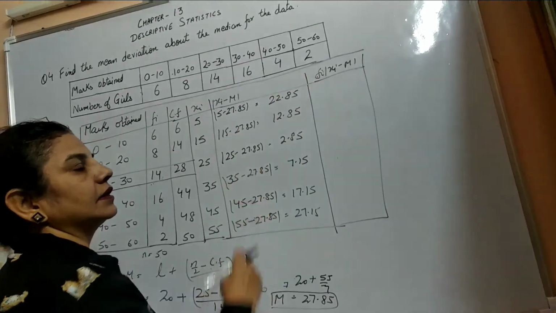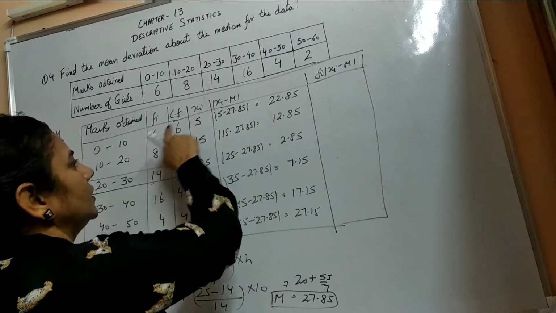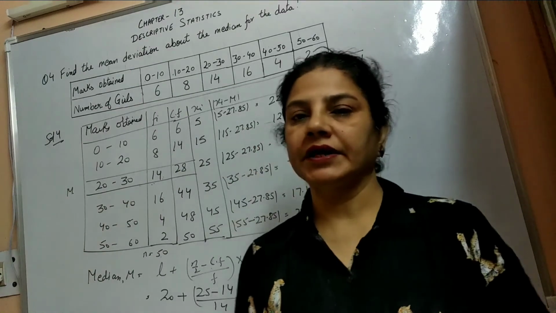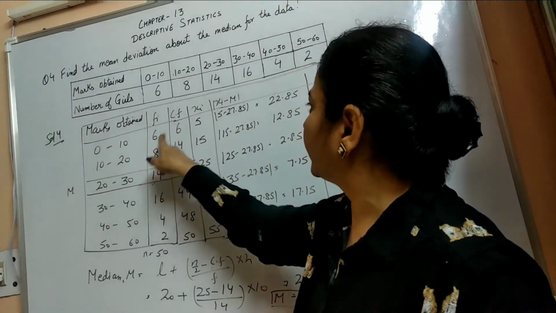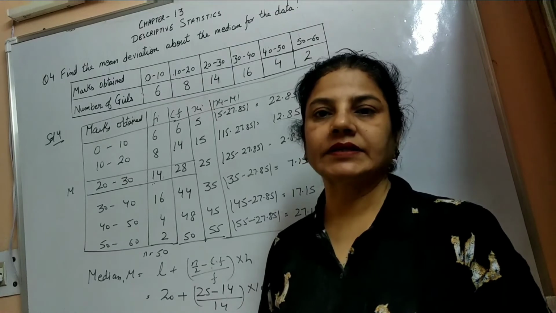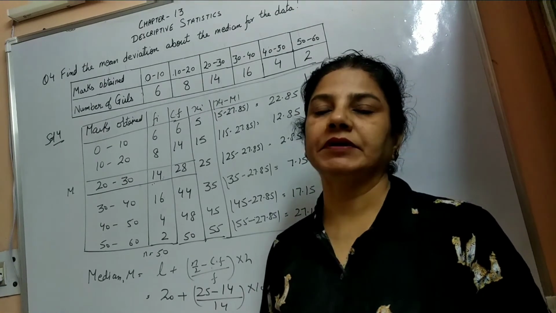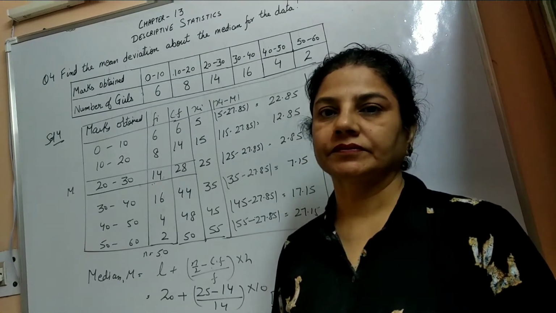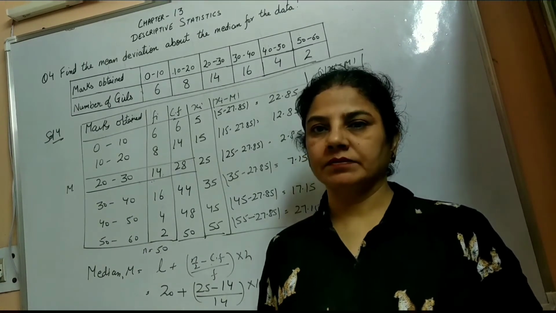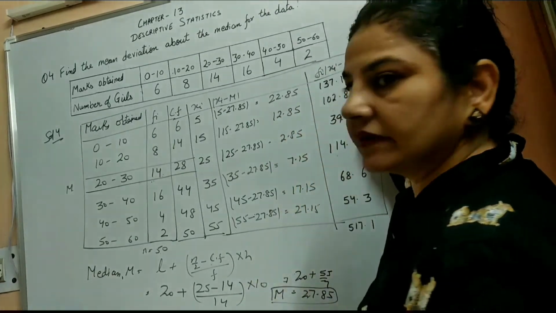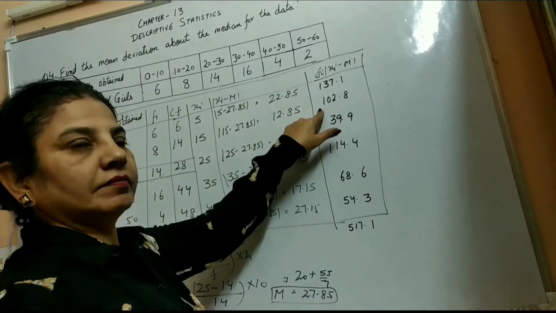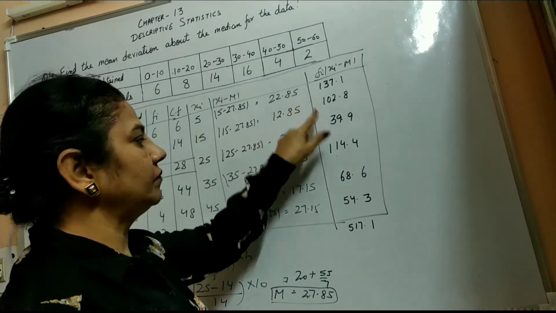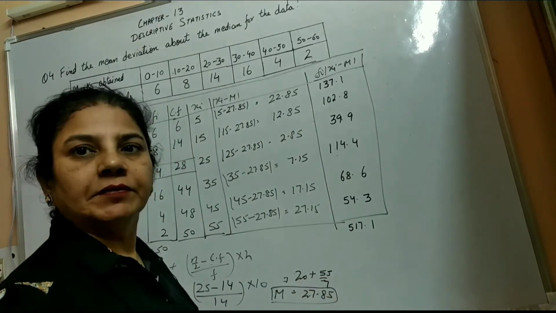Now multiply fi into xi minus median, starting with 22.85. Now the time has come for your calculation. So hurry up students, multiply these two columns, fi and xi minus median, and get me the values. Let's see your calculation and mine. When you multiply 8 by 12.85 and add everything, you will get 517.1.